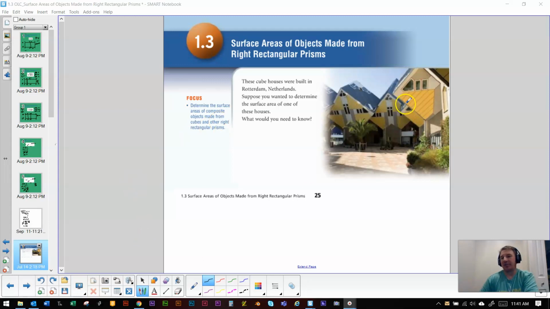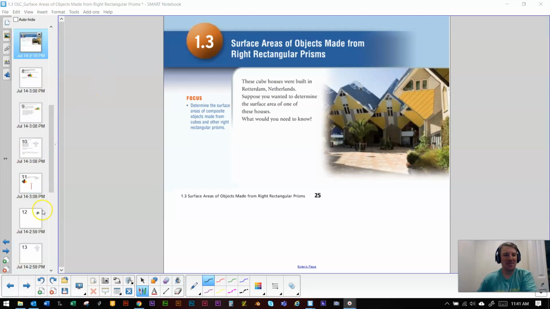So I just thought these are neat houses in the Netherlands. They're built like cubes. They look pretty cool, and they've got some overlapping there. So you've got to think about which parts of the house you don't have to paint and which parts of the house you do have to paint or put shingles on or whatnot. So that's what this unit's all about, really: how much paint do we need to cover these objects.